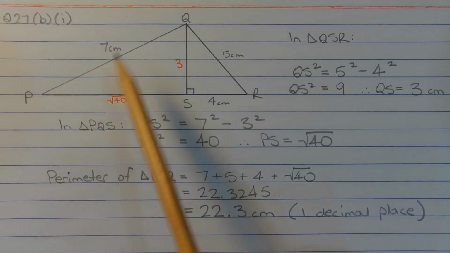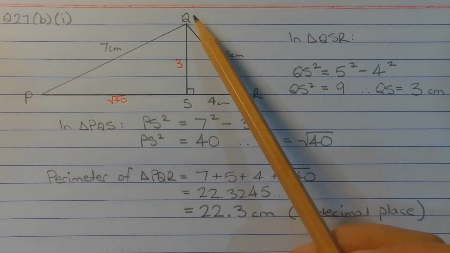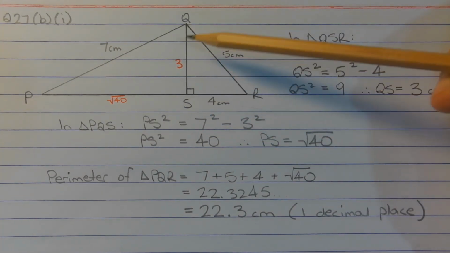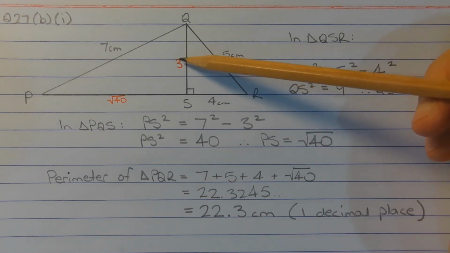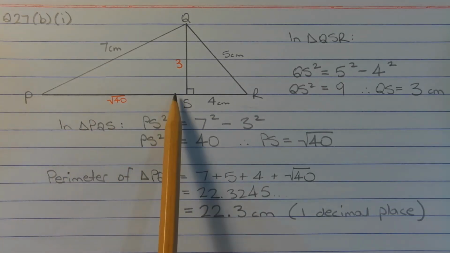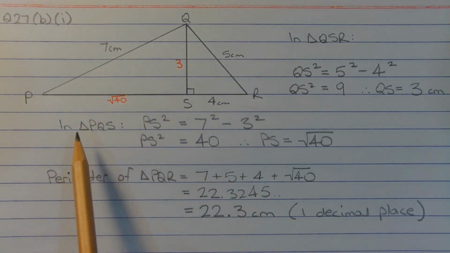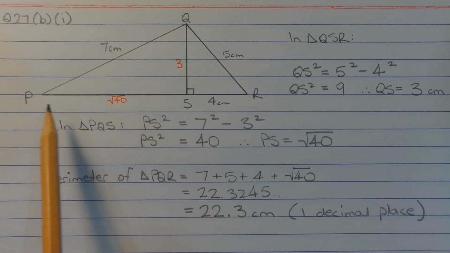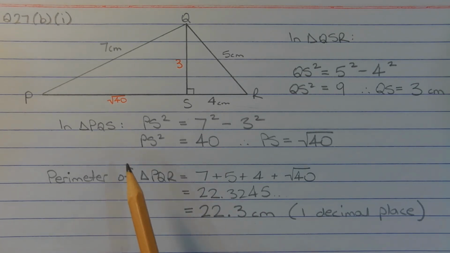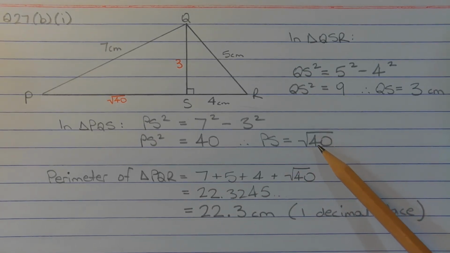Now in triangle PQS, we know the hypotenuse of this right-angled triangle, 7 centimeters. We found the length of QS from triangle QSR, and that's 3 centimeters. So now we can find the length of PS, which is one of the short sides of this triangle. So in triangle PQS, using Pythagoras' theorem, PS squared is equal to 7 squared minus 3 squared. So PS squared is equal to 40, and taking the square root of 40 to find PS, PS is equal to the square root of 40. And we're going to leave it in surd form for now. I'll round at the very end.